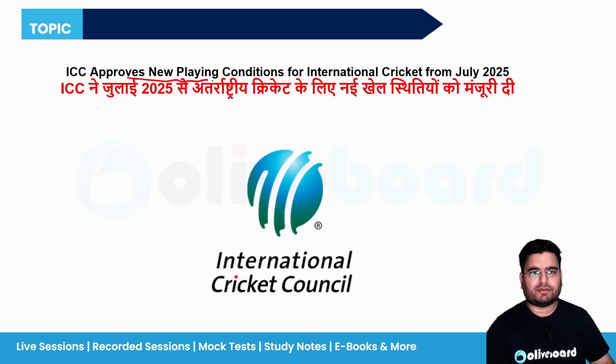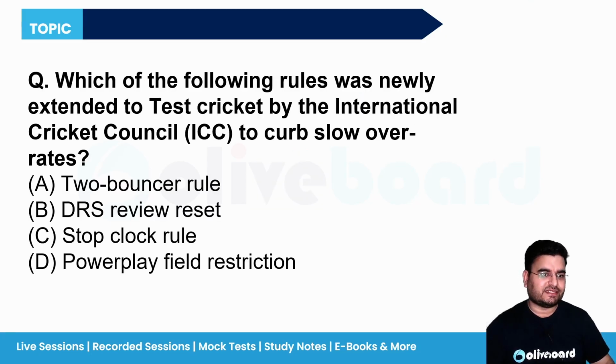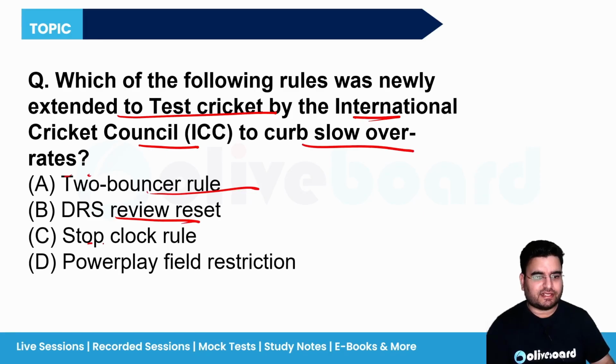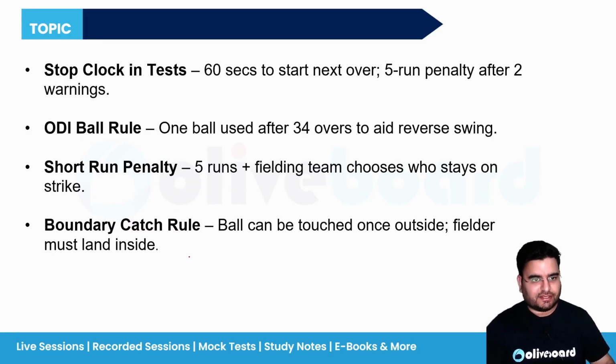Next is ICC approves new playing conditions for international cricket from July 2025. Now this is a very important news. Okay, ICC has approved some new playing conditions. Which of the following rules was newly extended to Test cricket by the International Cricket Council to curb slow over rates? 2 bouncer rule, DRS review reset, stop clock rule, or powerplay field restriction? Let's see the news first.